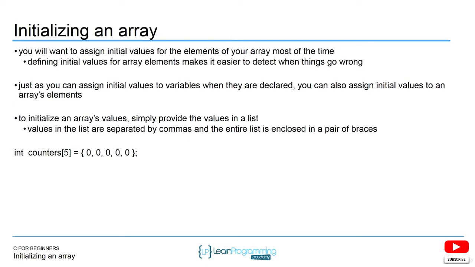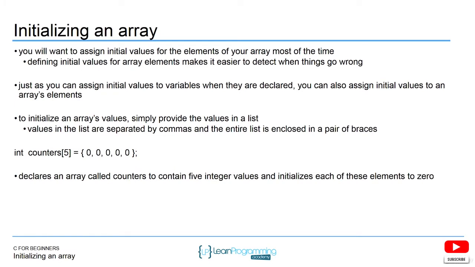Here we're creating an array named counters. It's of type int. It has 5 elements. And then what we're doing is we have the curly brackets and we're not using any indexes in here. You'll notice that we just have numbers separated by commas. What this is doing is it's setting all 5 elements in the counters array to 0. Each of the elements are 0.